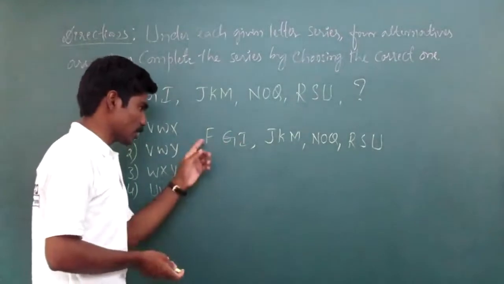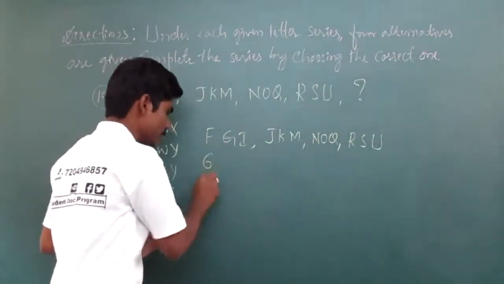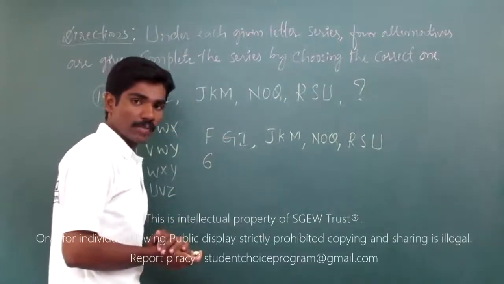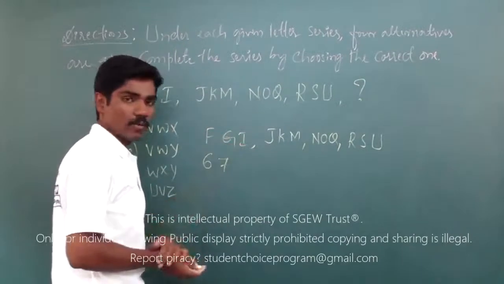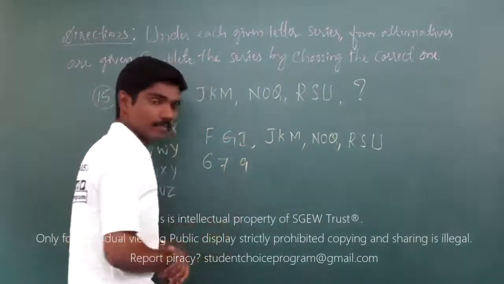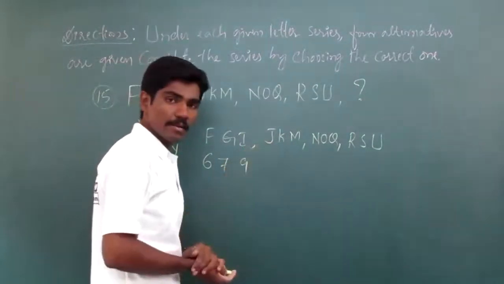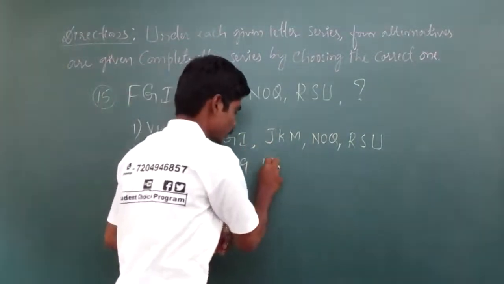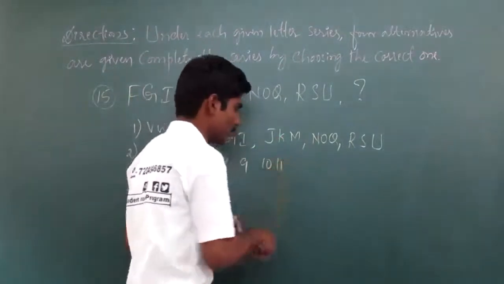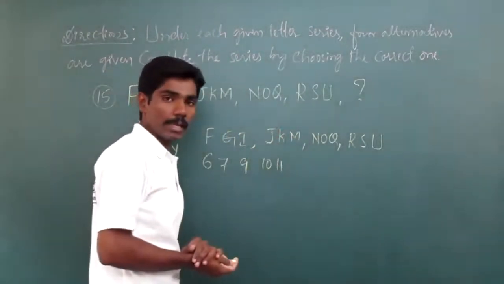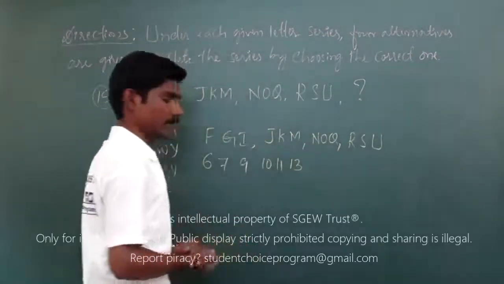Now what is the position of the letter F? Of course it is 6. The position of the letter G is 7. And the position of the letter I is what? 9. Okay. Now what is the position of the letter J? Of course it is 10. The position of the letter K is what? Yes, it is 11. And the position of the letter M is what? Of course it is 13.